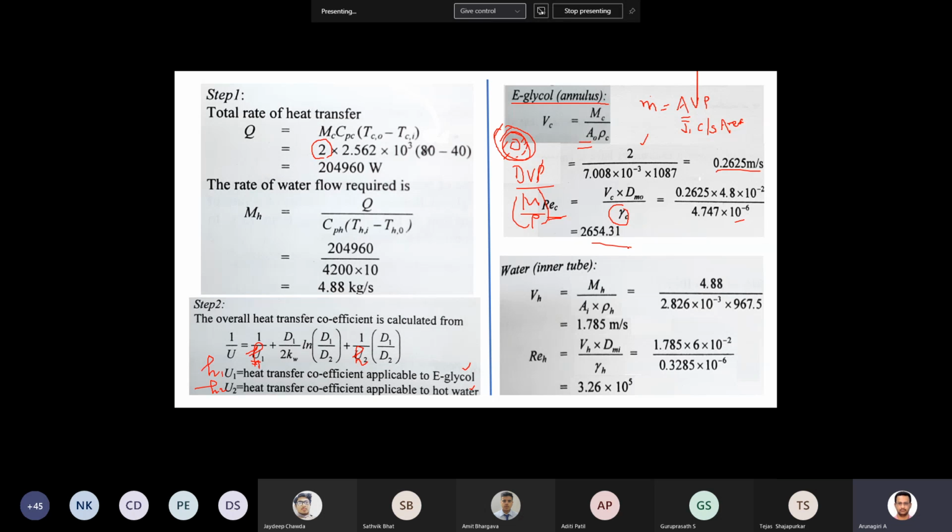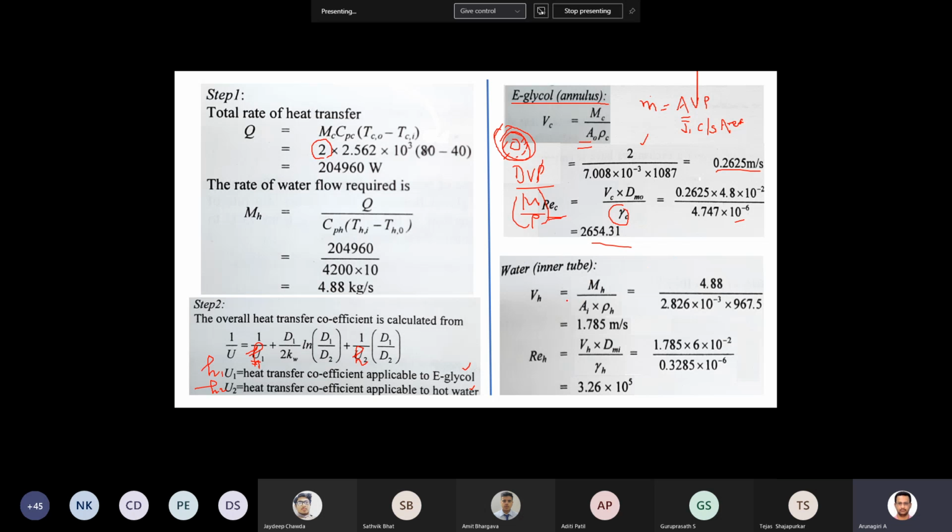Okay, so what is the value? 0.2625 into 4.8 into 10 power minus 2 divided by 4.747 into 10 power minus 6. Okay, it's 2654 approximately. I kindly request you to use the calculator, otherwise in the examination you will be in trouble, or even in your calculations you will face so many problems if you don't have practice using calculators. Okay, I request you kindly use calculators during these tutorial classes.